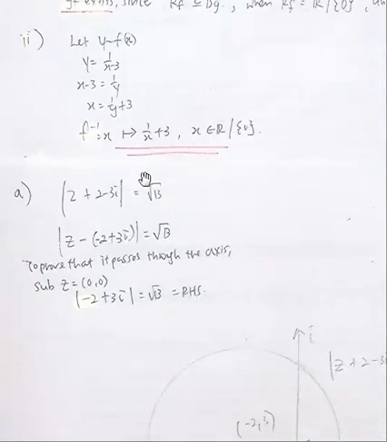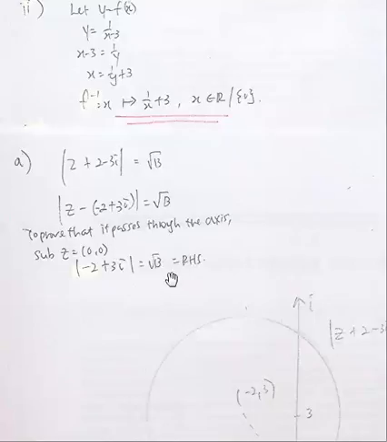For part A, we will sketch on the Argand diagram the locus of points representing a complex number z, such that modulus of z plus 2 minus 3i equals square root 13. However, we know the standard form for this is modulus of z minus the center, so we change it to the standard form: modulus of z minus (negative 2 plus 3i) equals square root 13. So negative 2 plus 3i is the center point and square root 13 is the radius.